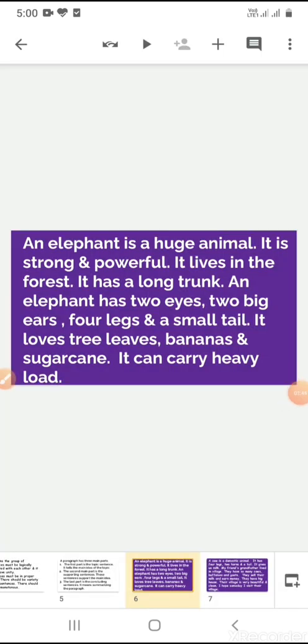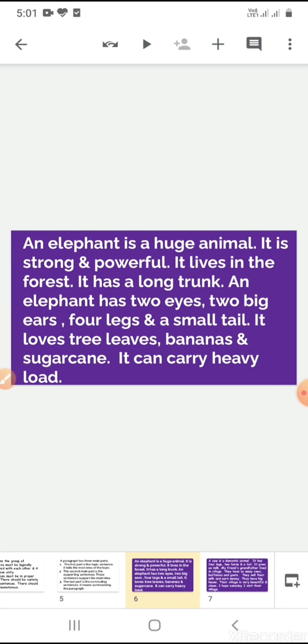An elephant is a huge animal. It is strong and powerful. It lives in the forest. It has a long trunk. An elephant has 2 eyes, 2 big ears, 4 legs and a small tail. It loves trees. It loves tree leaves, bananas and sugarcane. It can carry heavy load. Okay children, this is one paragraph.